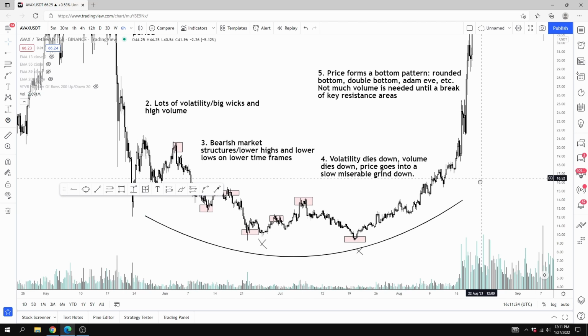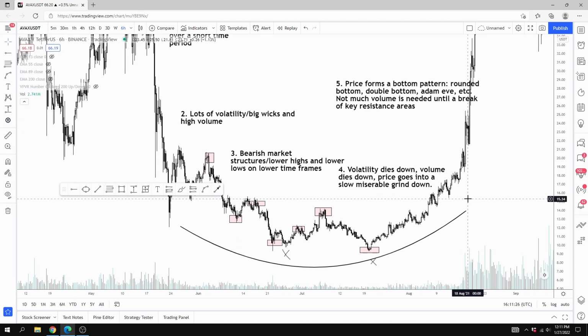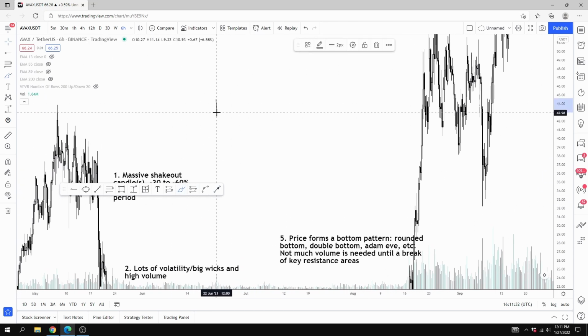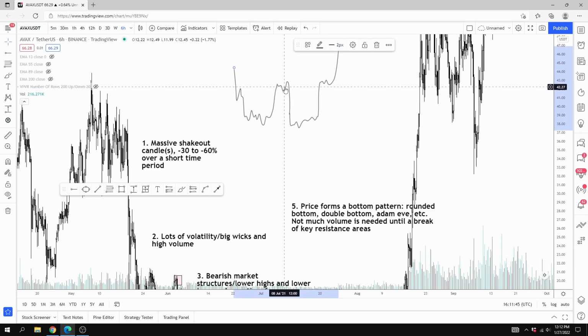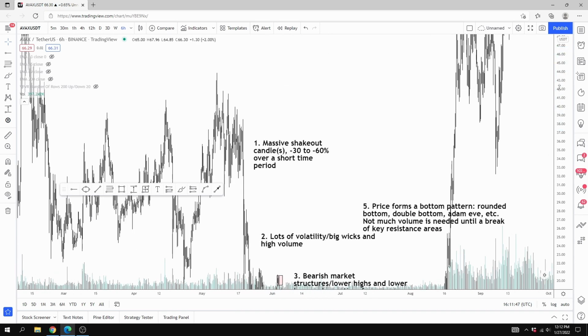Sometimes you'll get a rounded bottom. Sometimes you'll get a double bottom on higher time frame charts, where price will come down like this, come back up, and then come back down again. That is a very common pattern. There's many common patterns for bottoms, though. You should just study some patterns and you'll see it.